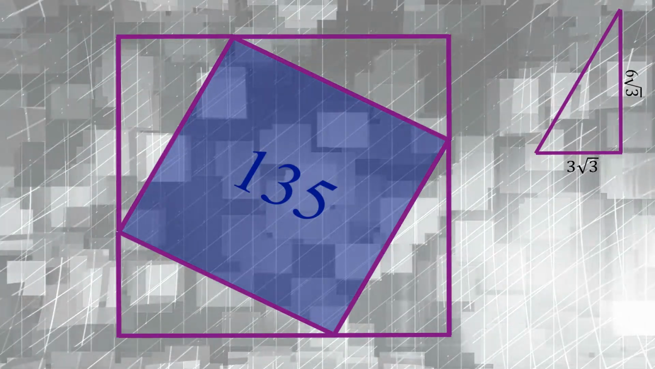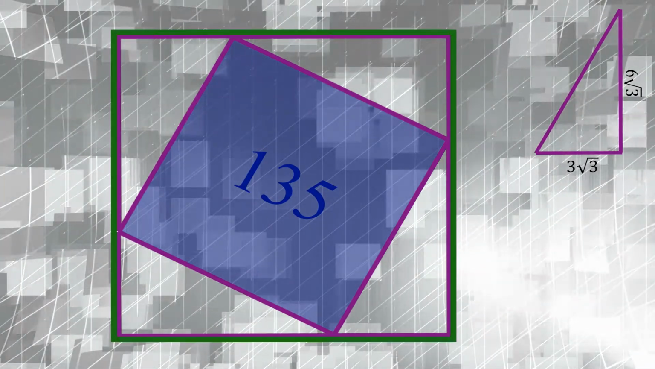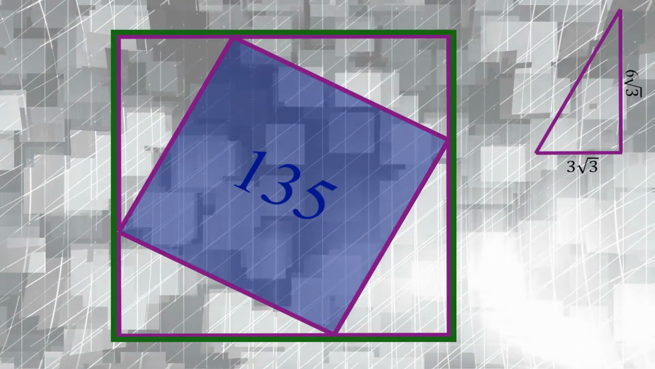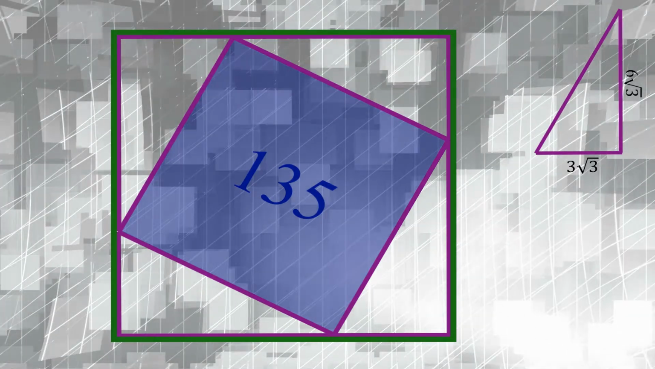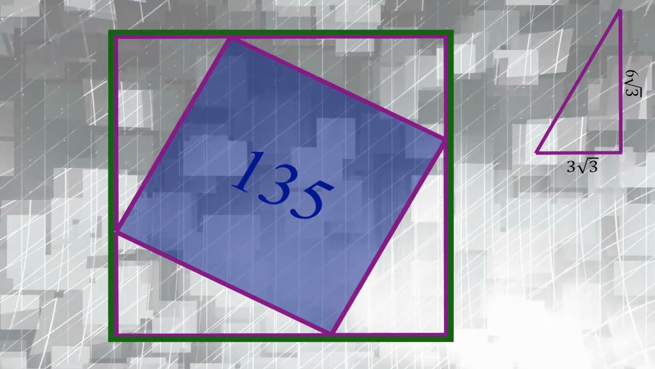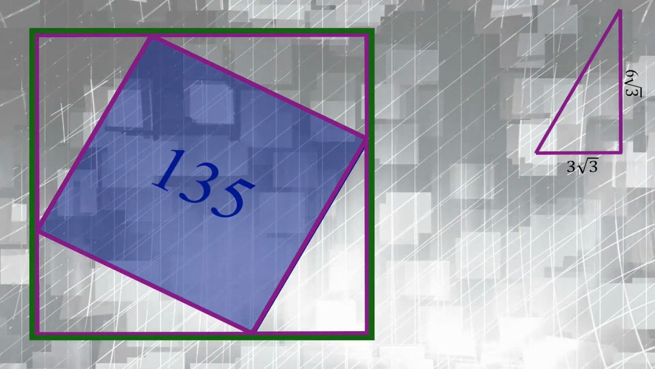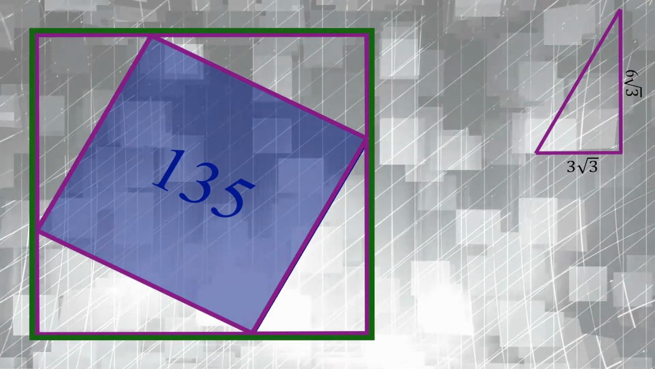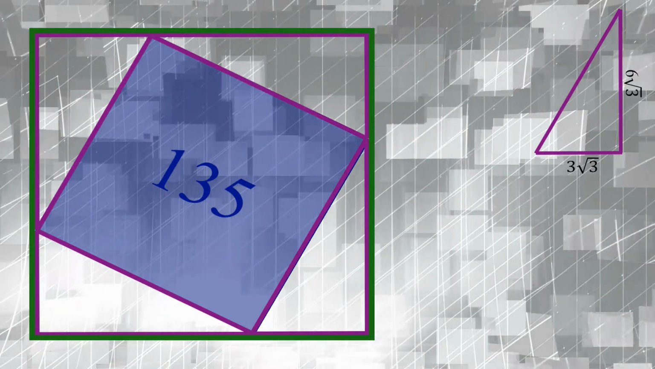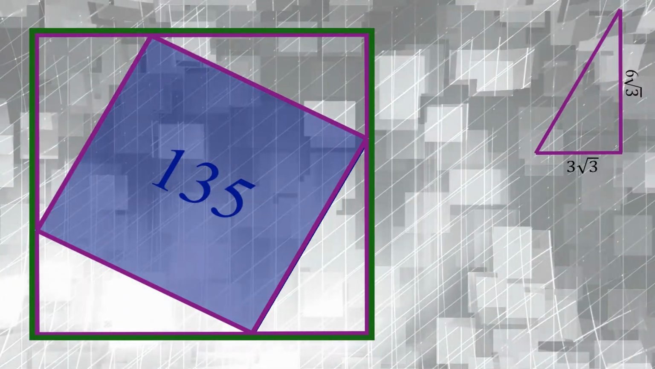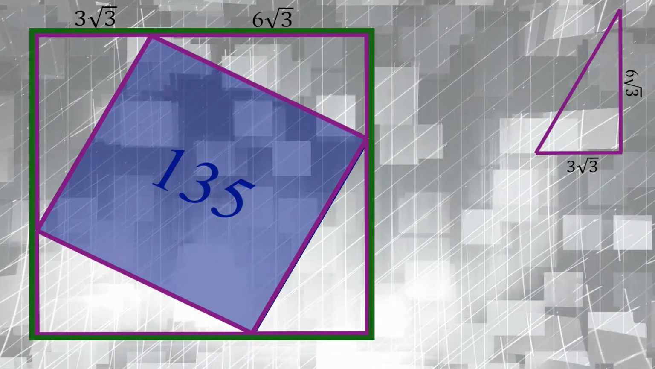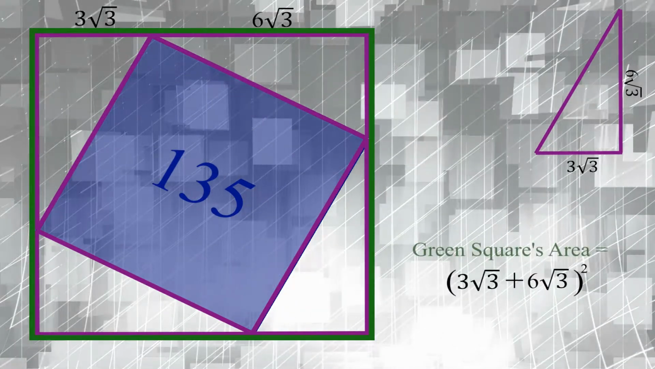If we start with the area of the outer square, maybe I'll make it green to differentiate it, and subtract out the 4 purple triangles, we'll be left with exactly what we're looking for, the area of the blue square. To figure out the area of the green square, all we need is the length of one side of the green square. But the side of the green square is just made up of the 2 legs of the purple triangle. So the area of the green square is just the square of that sum.